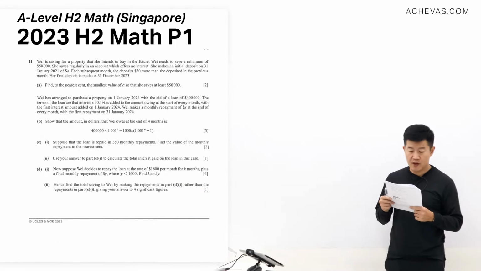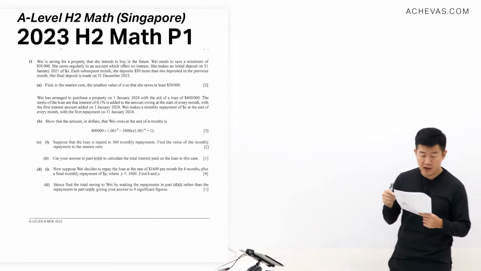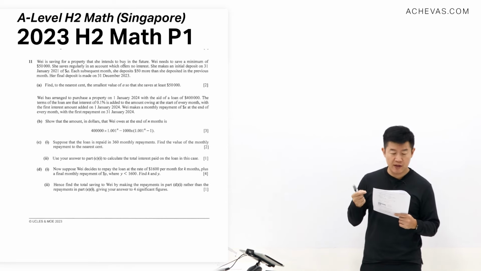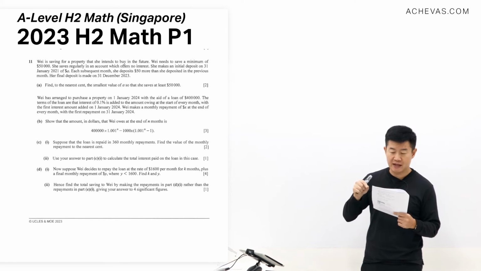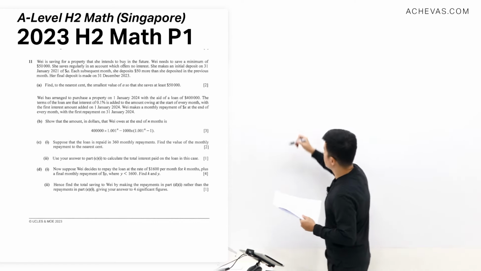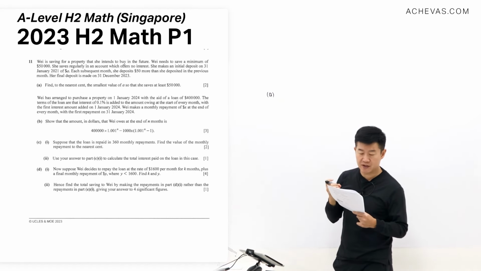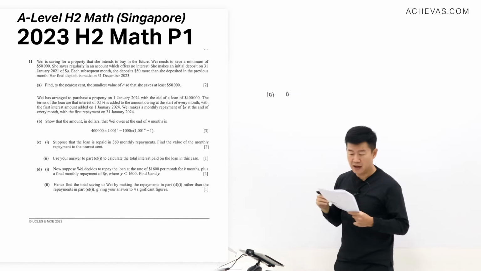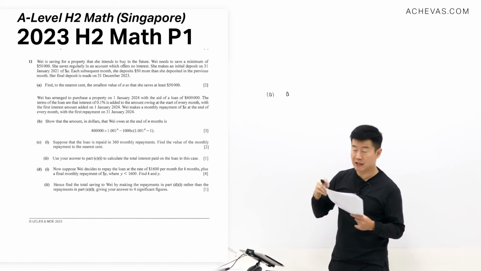In part A, we are going to try to find the smallest possible value of A, where A is the amount of initial deposit that Wei is going to make into this account, where she's going to be trying to save at least $50,000. According to what the question says, the very first deposit, on the 31st of January 2021, Wei is going to deposit A, and in every subsequent month, she's going to be depositing $50 more than the previous.